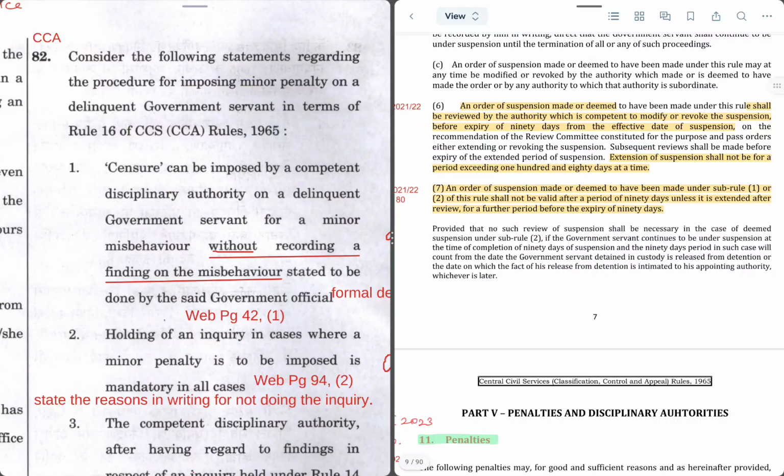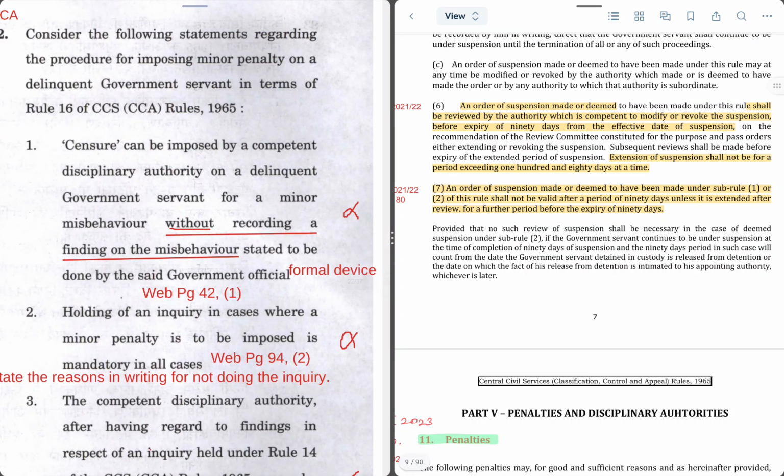Now the next question is again on CCA rules. Consider the following statements regarding the procedure for imposing a minor penalty on a delinquent government servant in terms of Rule 16 of the CCA rules. Now let's read the statements. Statement 1: Censure can be imposed by a competent disciplinary authority on a delinquent government servant for a minor misbehavior without recording a finding on the misbehavior.